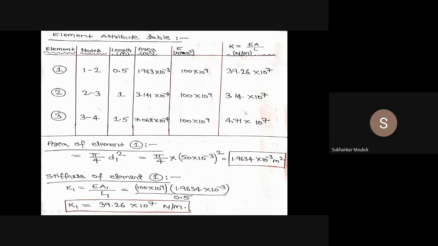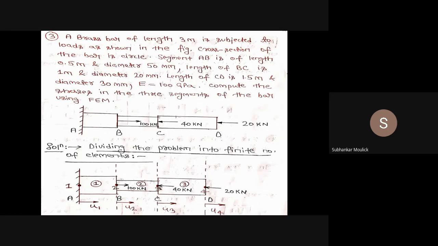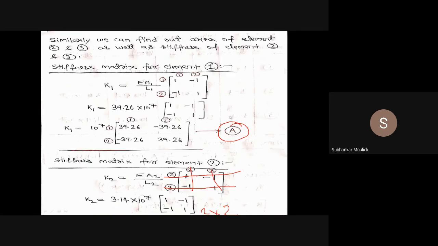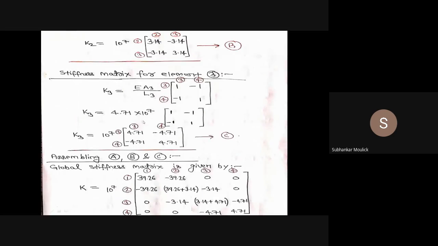Now I know that for the third element, stiffness is given by E into A3 by L3. A3 and L3 I know: A3 is 4.71 into 10 to the power 7, and for L3, I need to see the question. It is given that the length of CD is 1.5 meters, so L3 becomes 1.5 meter. If you solve this expression, you will get this particular value, that is 4.71 into 10 to the power 7.